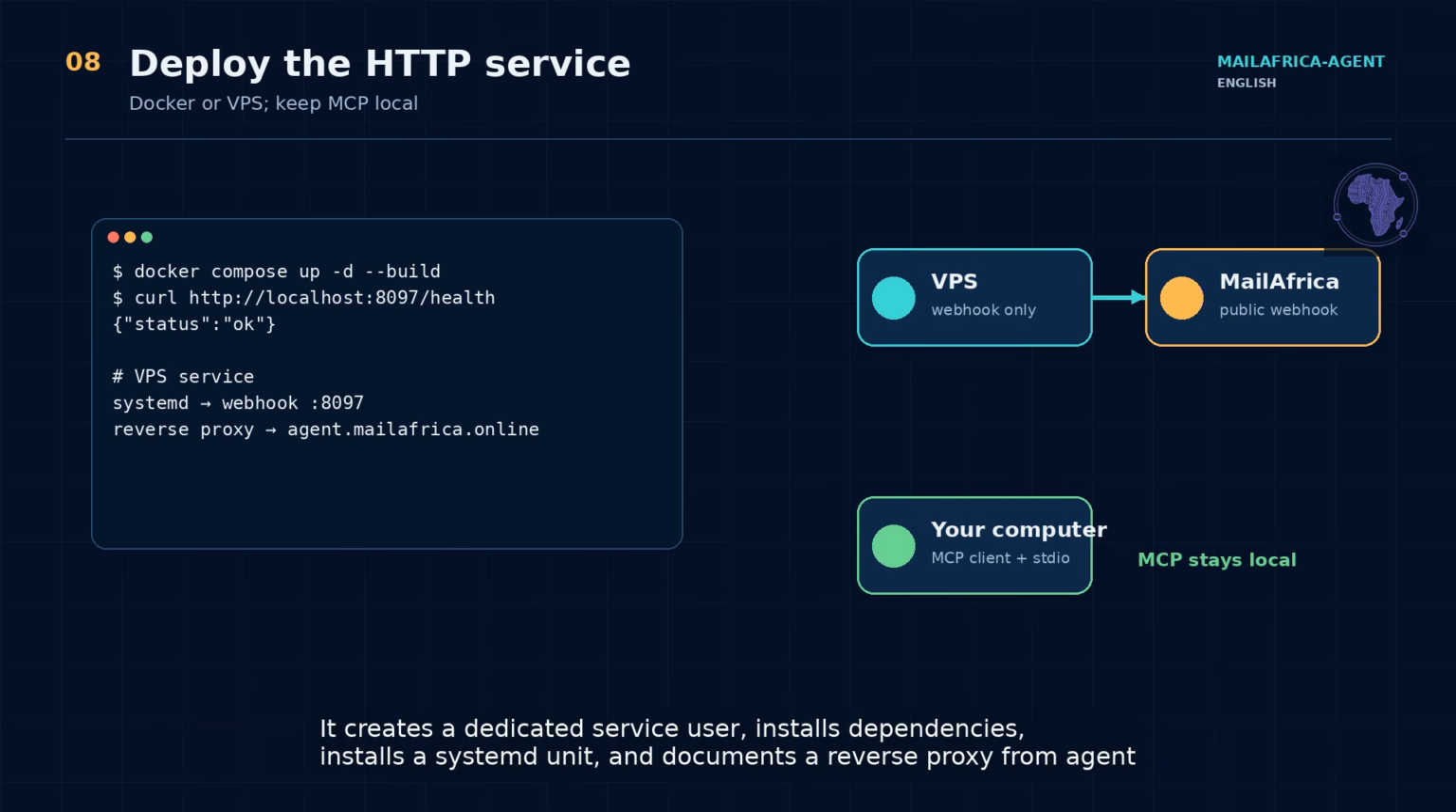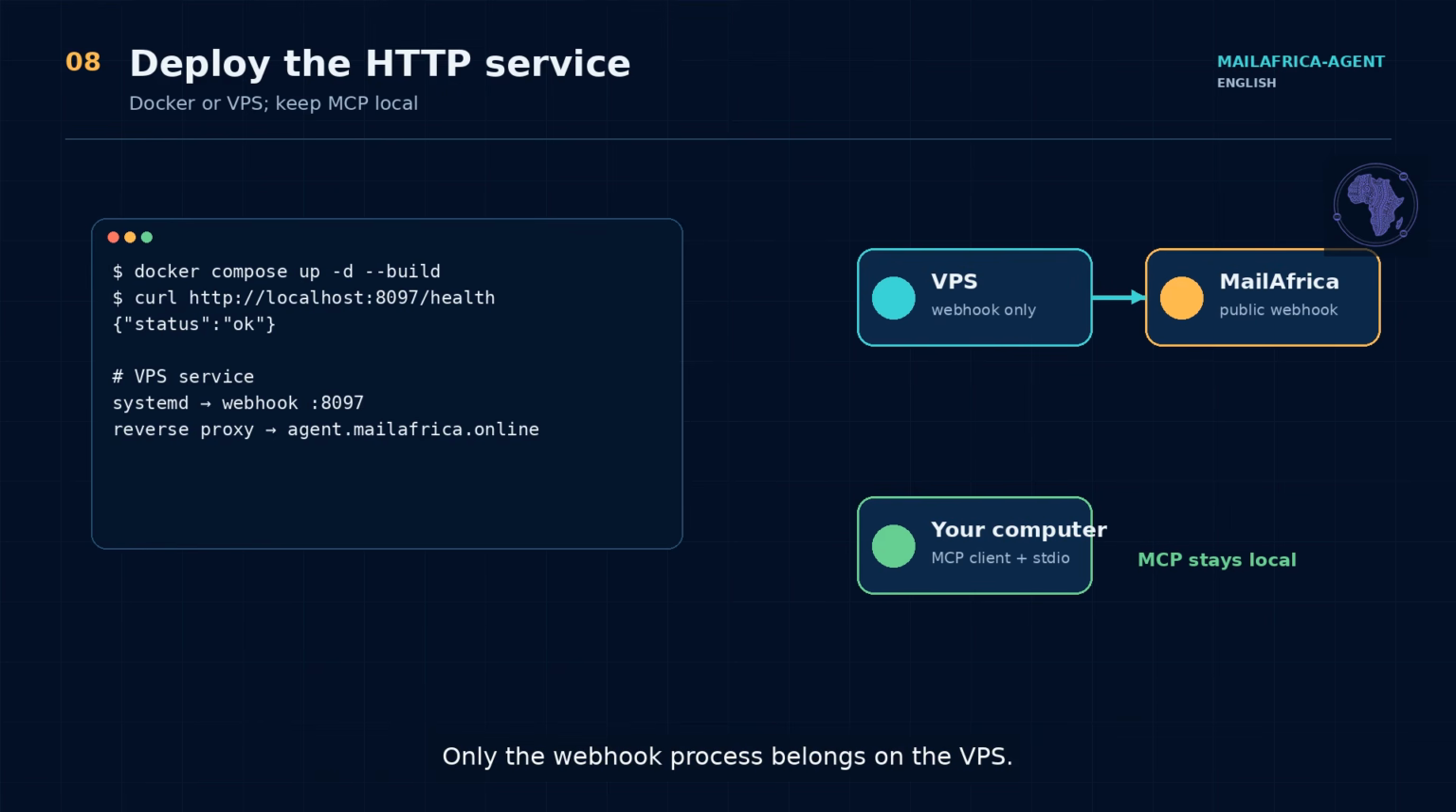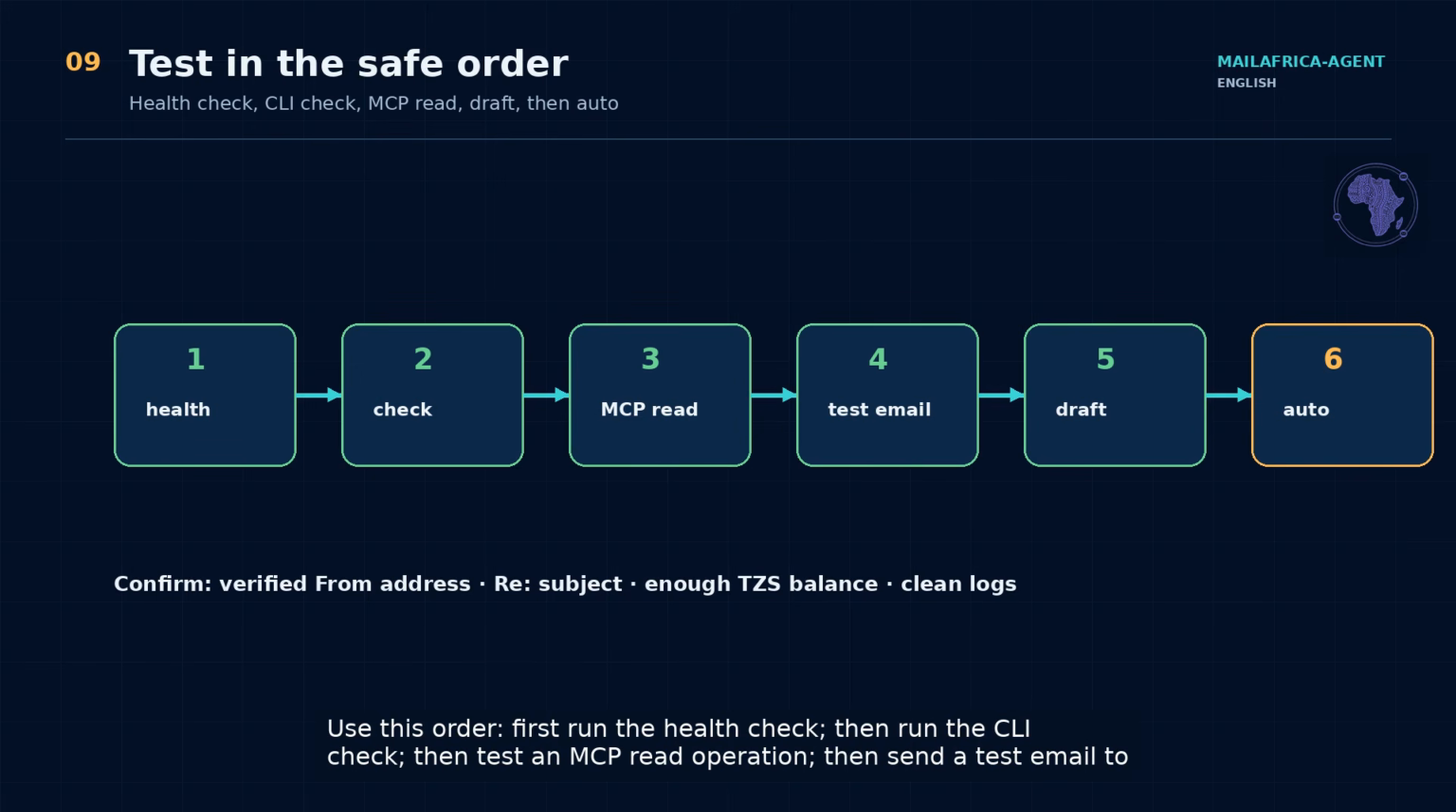For a simple deployment, Docker Compose builds and starts the service. Expose port 8097 and check the health endpoint. The repository also includes a VPS bootstrap script. It creates a dedicated service user, installs dependencies, installs a systemd unit, and documents a reverse proxy from agent.mailafrica.online to local port 8097. Only the webhook process belongs on the VPS. The MCP process stays on the computer where your AI client runs.